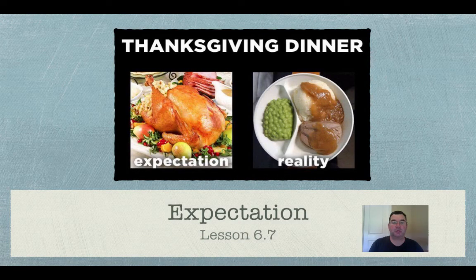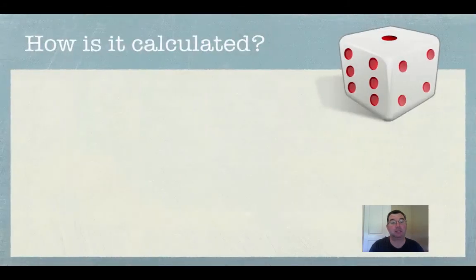Hello again. We are moving on to talk about the concept of expectation, and that's basically what we can expect to happen using theoretical probability once an experiment is actually carried out. So that's lesson 6.7, and we will get started.